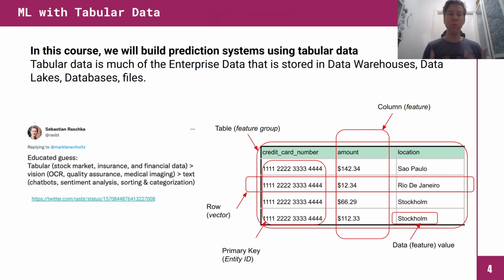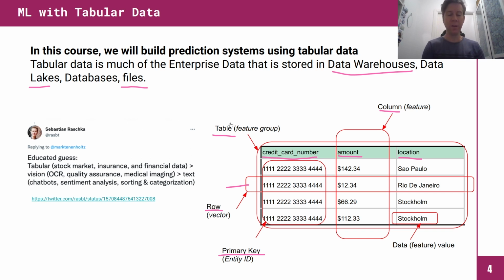Now we're going to work primarily with tabular data in this course. Tabular data are tables of data, and we're going to train our machine learning models with the data in these tables. We're going to make predictions with the data in these tables. And tabular data is pretty much everywhere in the enterprise. So if you think about databases, data warehouses, data lakes, and even files that you find in Parquet file format, they store what we call tabular data.